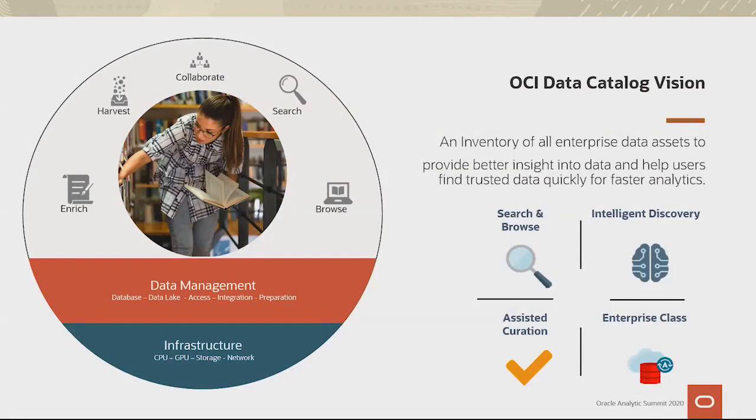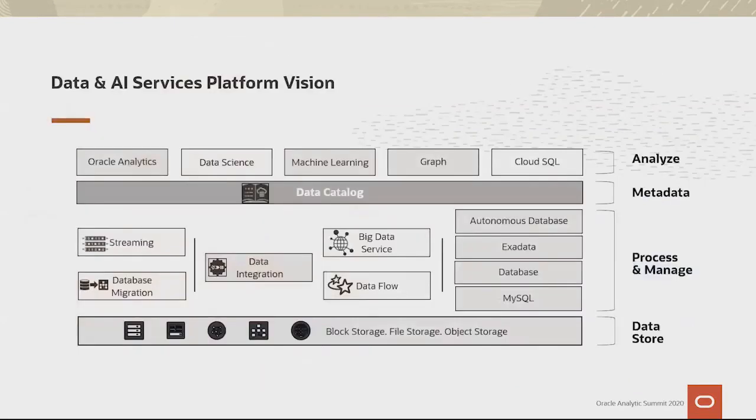So that's the vision. But data catalog actually fits into a bigger platform vision, right? As you can imagine, a typical architecture would involve many different services and capabilities for you to have a full-fledged data and AI services platform. Data catalog actually fits nicely in the metadata management and governance aspect of this platform. In other sessions, you will hear about other services in this particular component diagram. But data catalog is the focus today in this session.